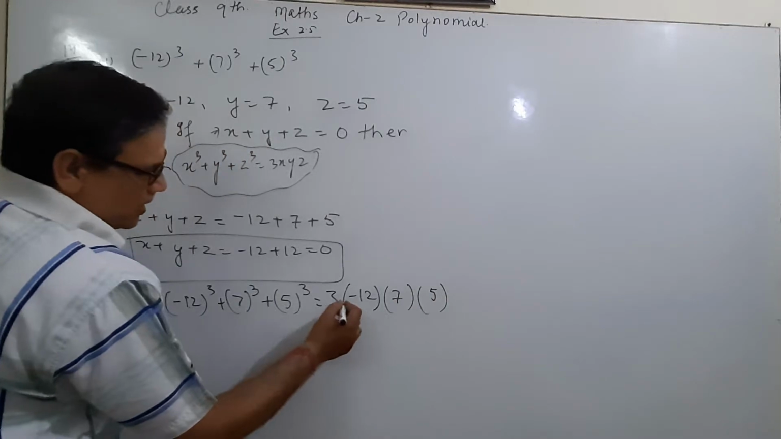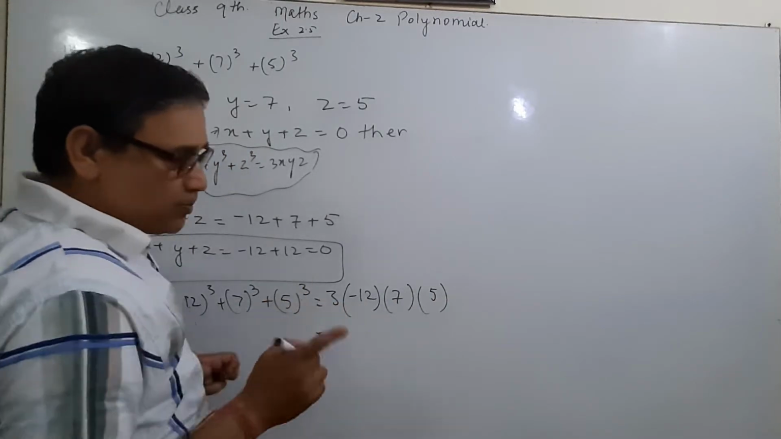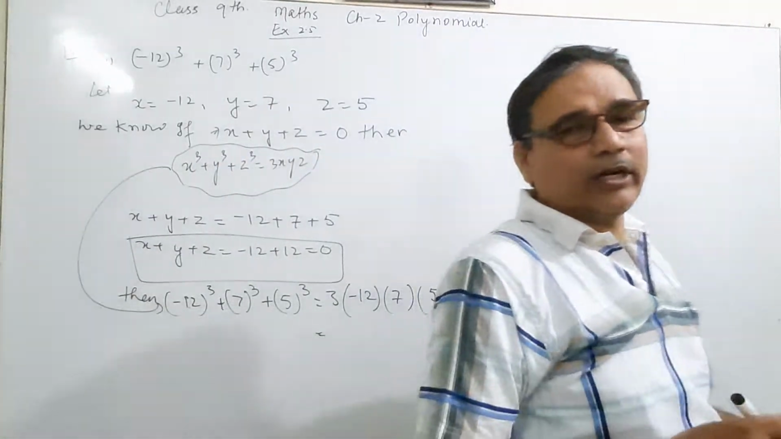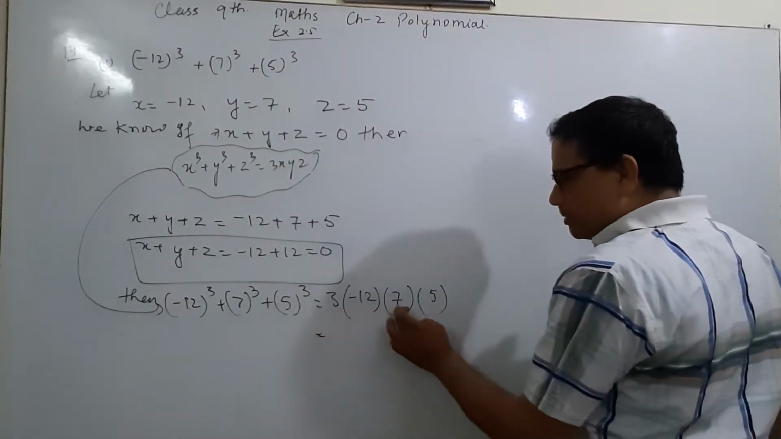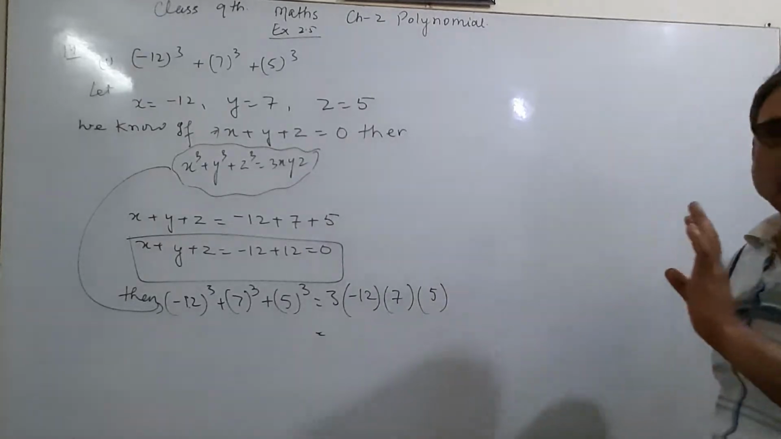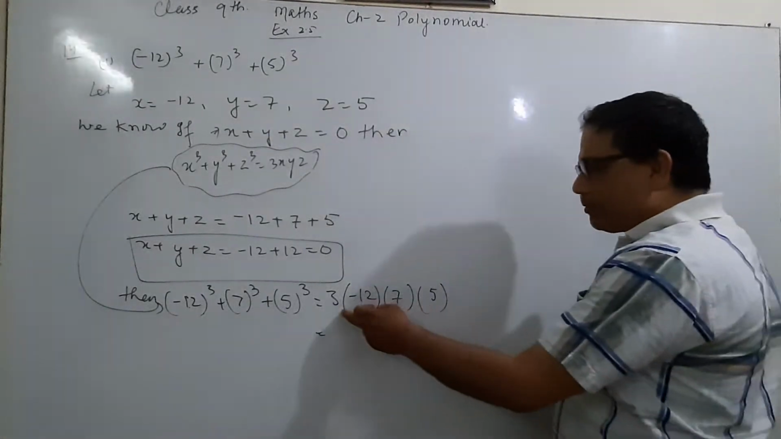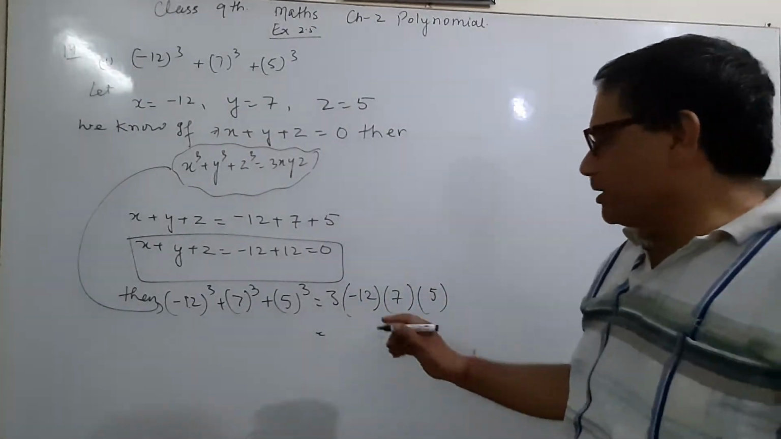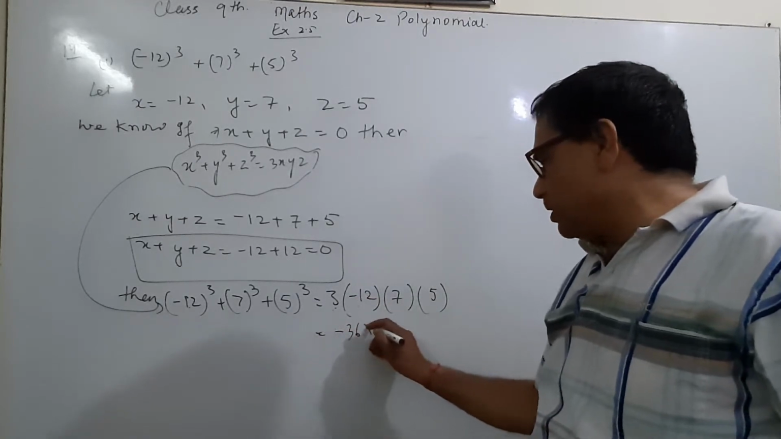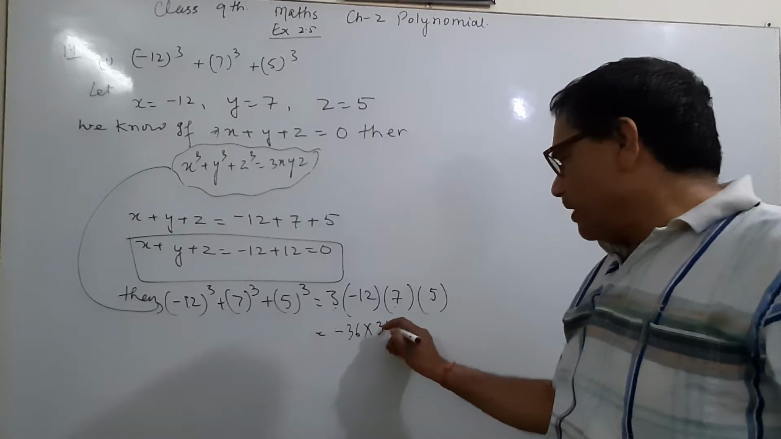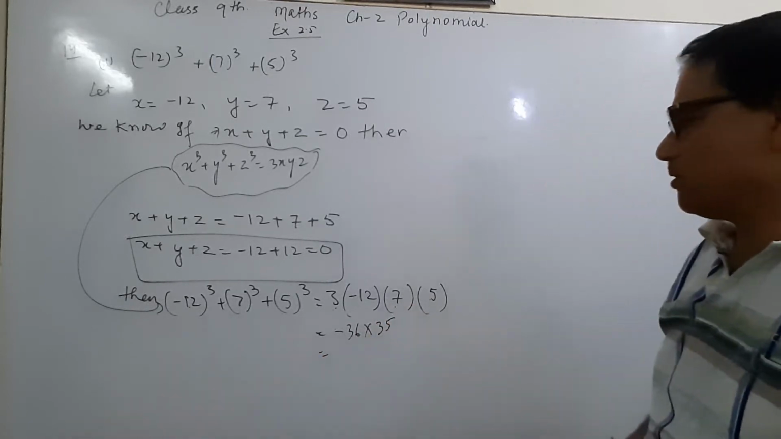And then here, please be careful. Some students will multiply 3 with each of them, which is completely wrong. They are multiplied to each other. It means first you have to multiply 12 into 3, minus 36, into 7, 5s are 35, and now multiply yourself and check your answer.